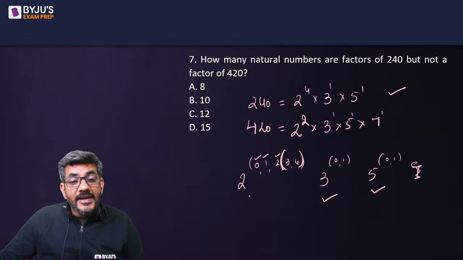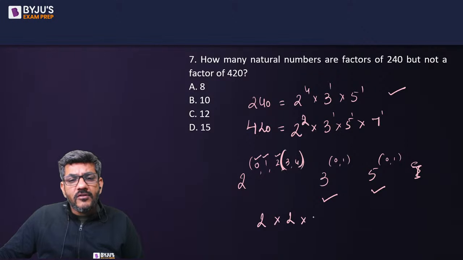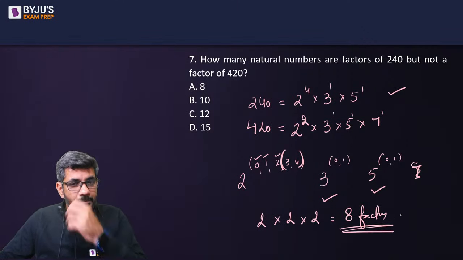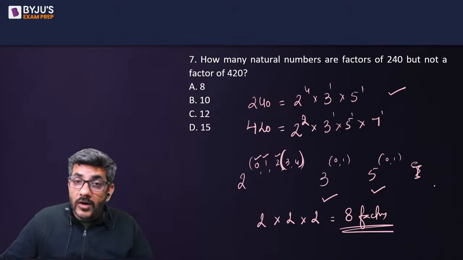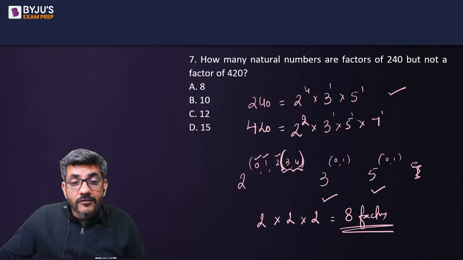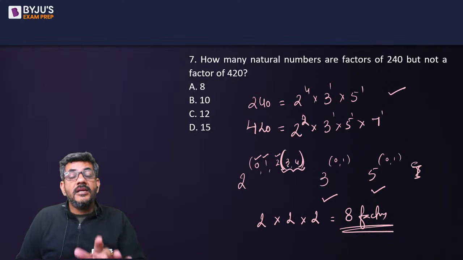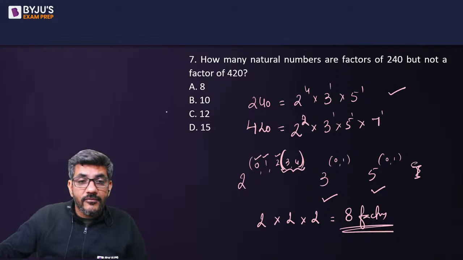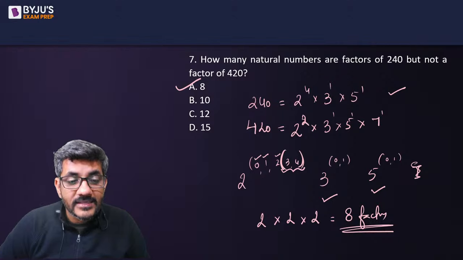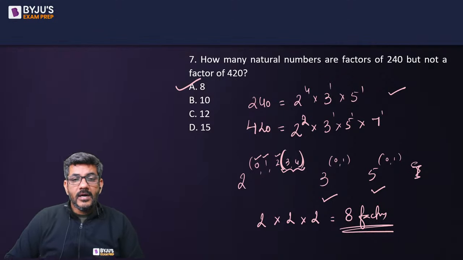So ultimately, if I take the power of 2 as 3 or 4, that is, there are two possibilities. Power of 3 as anything of 0 or 1, power of 5 as anything of 0 or 1. It gives me a total of 8 combinations or 8 factors, and these are those 8 factors which are a factor of 240, but they are not a factor of 420. Reason, the power of 2 in these 8 factors is either 3 or 4, so they cannot divide 420, and hence my answer for this question is option A, that is equal to 8. I hope you have understood.